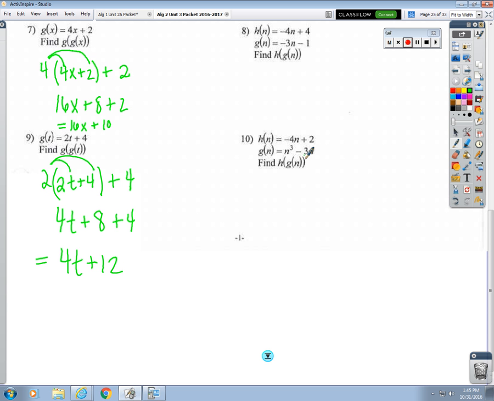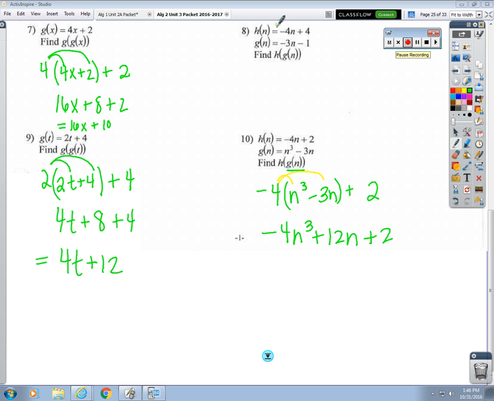Number 10. They want you to start with the h function this time, which is negative 4n plus 2. But inside this h function, they want you to plug in the g function, which is n cubed minus 3n. So the first thing I'm going to do is distribute the negative 4 to the n cubed and the negative 4 to the negative 3n. That'll give me negative 4n cubed plus 12n, and then you just bring down the plus 2. Nothing can be combined, so you're done. You have a cubic trinomial. Okay, I want you to try number 8.